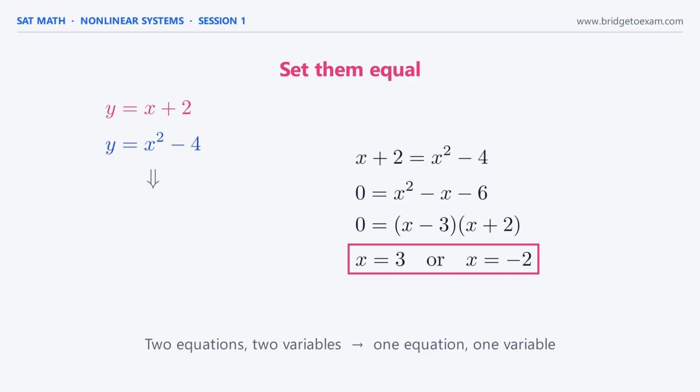We had two equations and two variables. Now we have one equation and one variable. That's the whole point of the move. Let's tidy it up. Bring everything to one side, and we get x squared minus x minus 6 equals 0. Factor it. x minus 3 times x plus 2 equals 0. So x equals 3 or x equals negative 2.